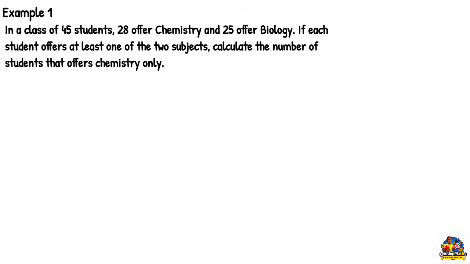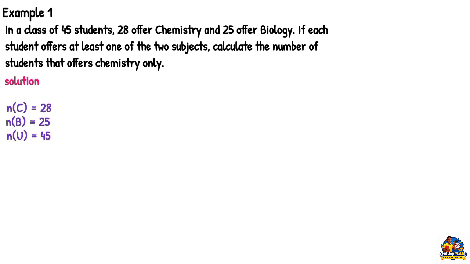Now, let's take, for instance, example 1. In a class of 45 students, 28 offer chemistry and 25 offer biology. If each student offers at least one of the 2 subjects, calculate the number of students that offer chemistry only. Now, let's go straight to the solution. In the class, there are 45 students, which means that is the universal set. The number of those that offer chemistry is 28. The number of those that offer biology is 25. The universal set is 45.